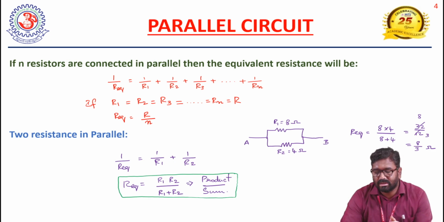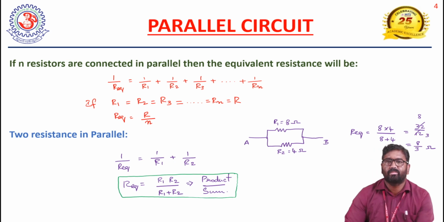If you want to solve a problem, see here R1 is 8 ohm and R2 is 4 ohm. If you want to write R equivalent for this particular network, 8 into 4 by 8 plus 4, you get 8 by 3 ohm.